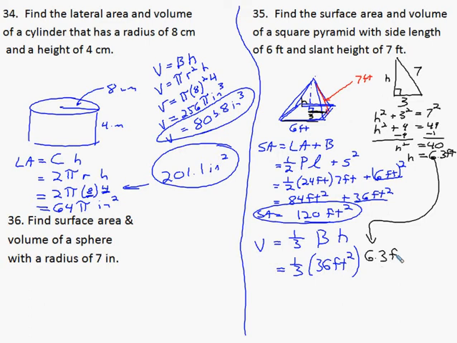And now we can multiply this. 1/3 times 36 times 6.3, and we see that we get about 76 feet. And this is, we multiplied feet squared times feet, which gives us feet cubed. That is the volume of that pyramid.